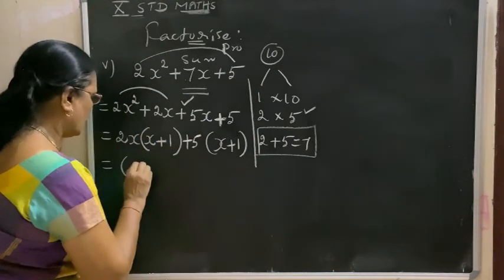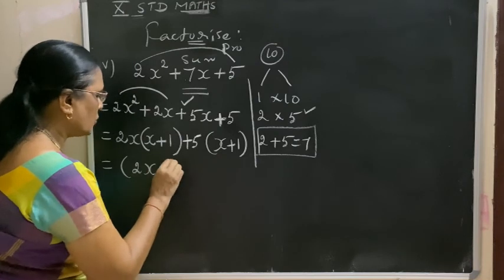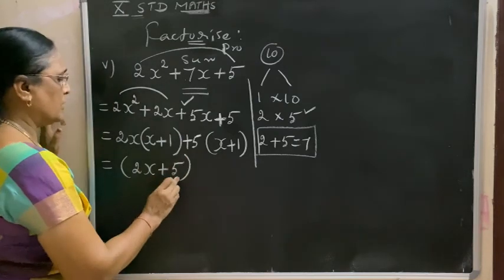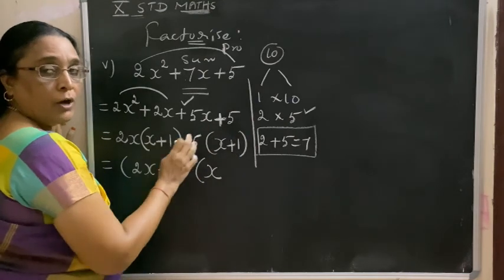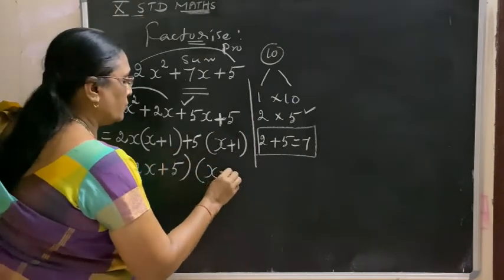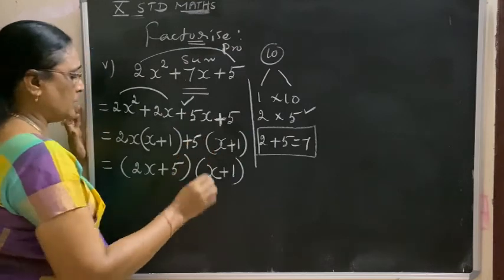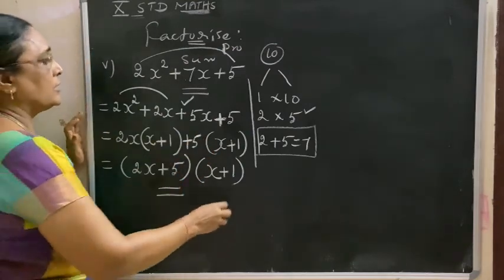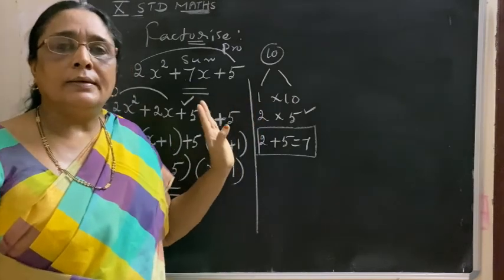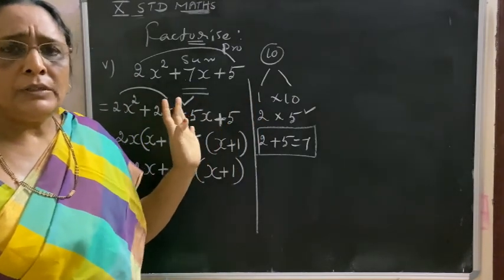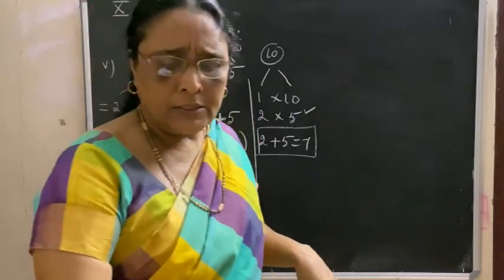These two we have to join together and write 2x plus 5 as one of the factors, and out of this x plus 1, out of 2 we have to take 1, x plus 1. These two are the factors for this type of quadratic polynomial. Do you follow, children?